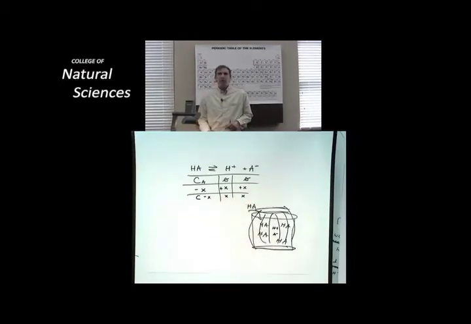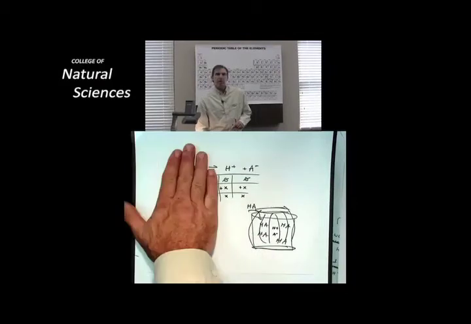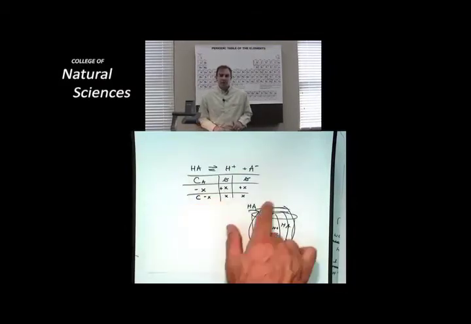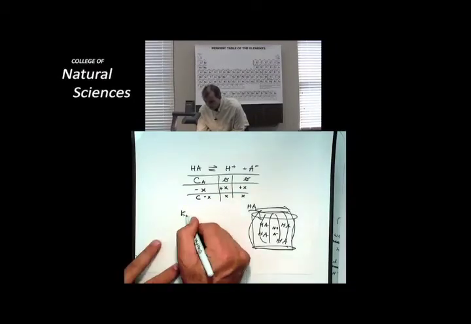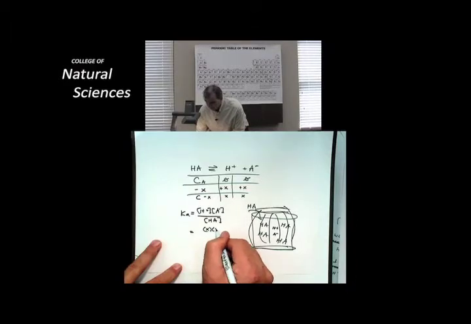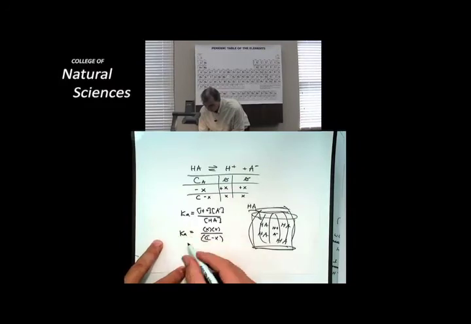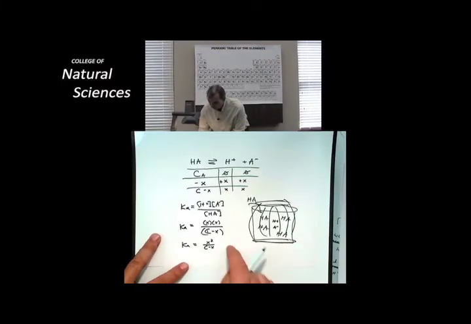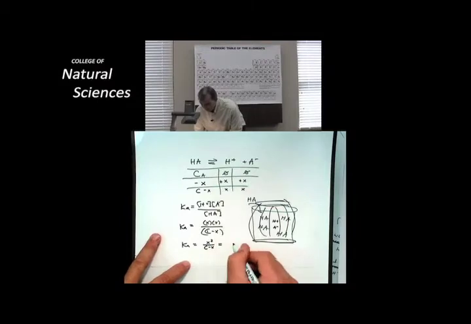Notice how this is very similar to when I was doing my solubility product stuff. The only difference is that then I didn't count any of this because it was a solid. Now I've got to count it. It makes the math a little bit tougher. So Ka is equal to H plus times A minus over HA, which is equal to x times x over C minus x. So Ka is equal to x squared over C minus x. But x can be equal to H plus. So that means that Ka is equal to H plus squared over C minus H plus.